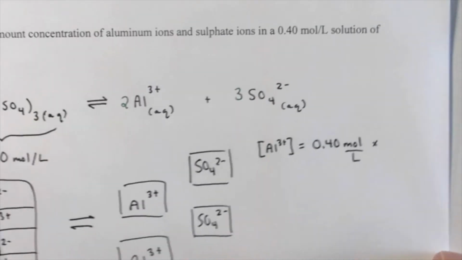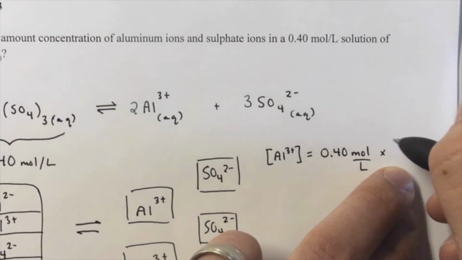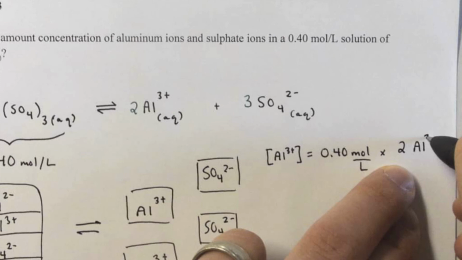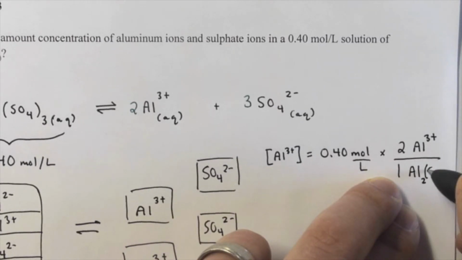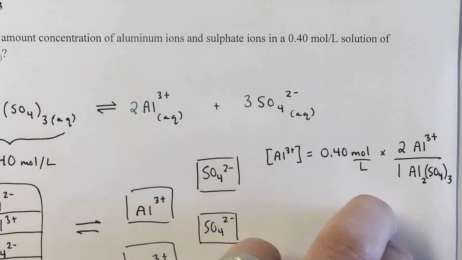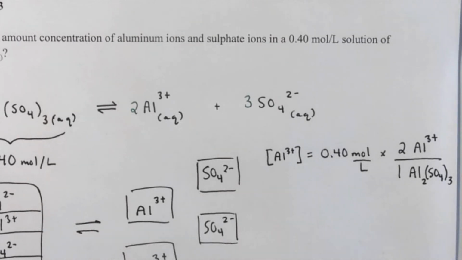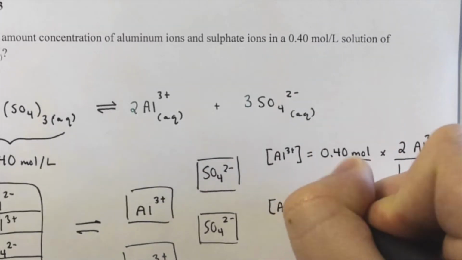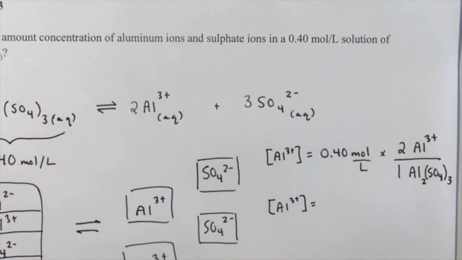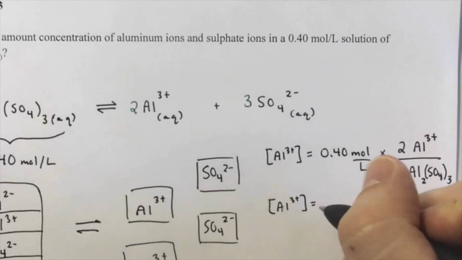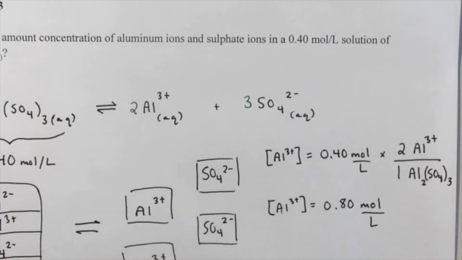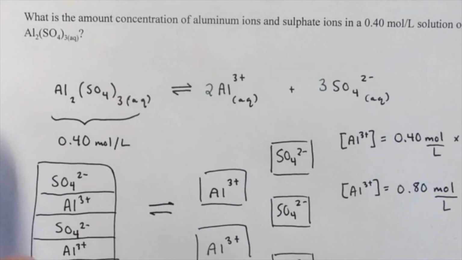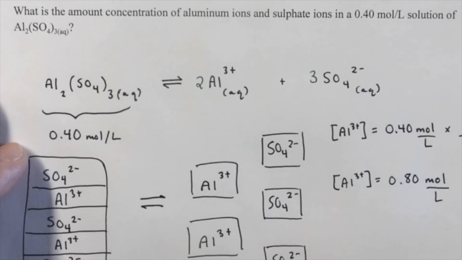And here I'm going to do some more unit analysis. I'll just move my page over. 0.40 moles per liter times, well, I have 2 aluminum ions per 1 aluminum sulfate, like that. So really, my concentration of aluminum ions is just going to be 0.40 times 2. I get twice the amount of aluminum ions out of this solution. And that's because I have 2 aluminums per compound of aluminum sulfate.